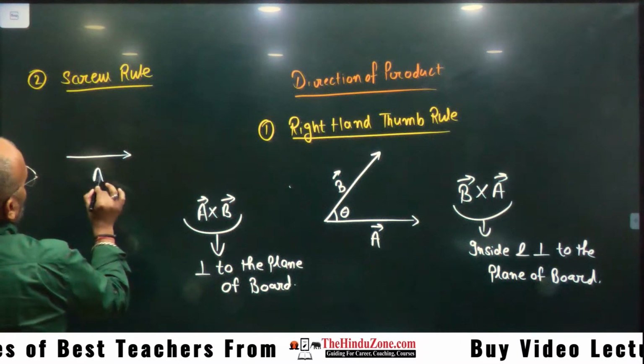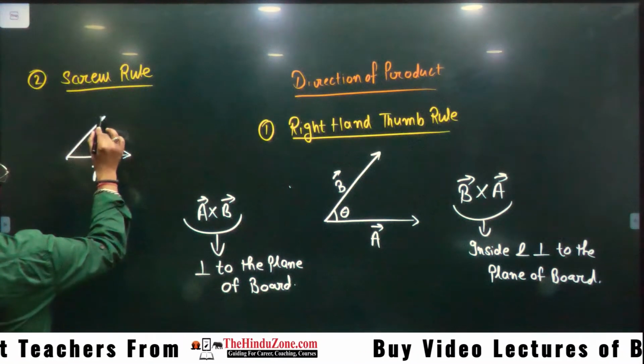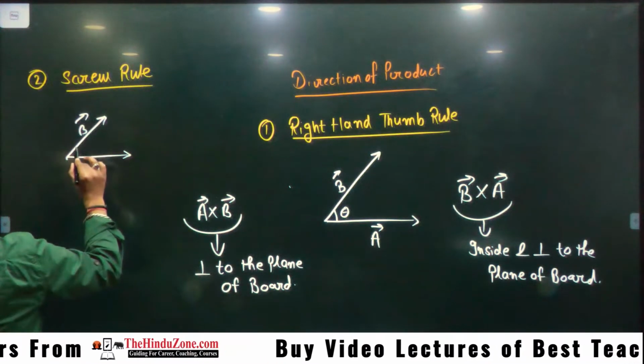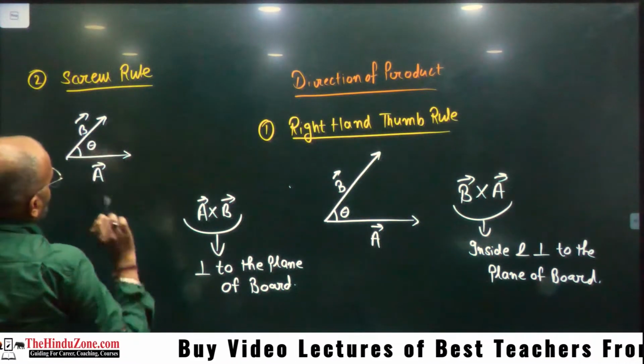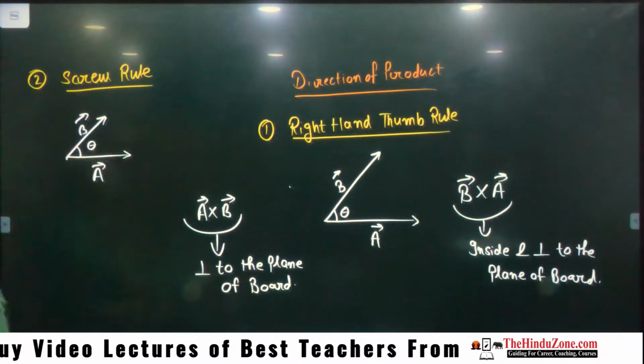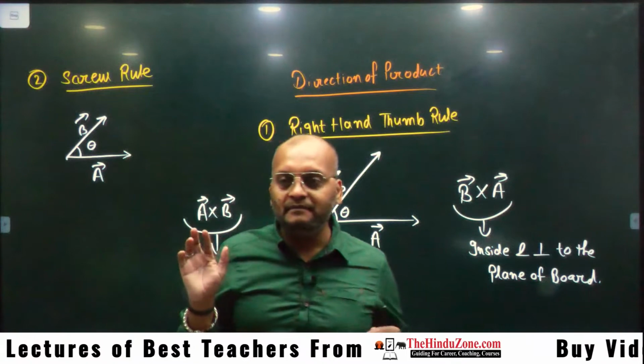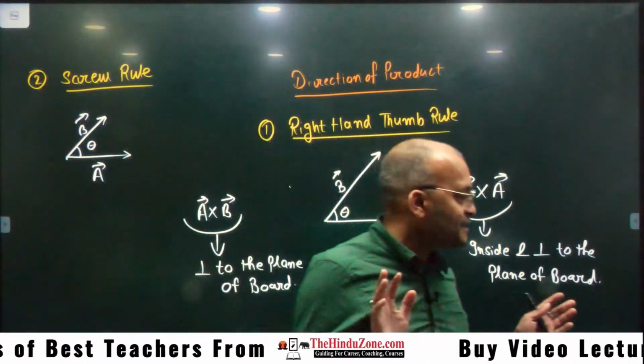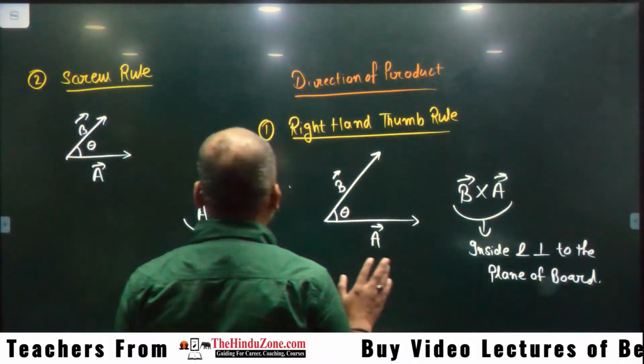Now, right hand screw rule. Again, vector A and vector B. Angle is theta between them. Guys, have you seen a screw? Everyone? Yes, sir. Anyone who hasn't seen a screw? Don't know what a screw is?